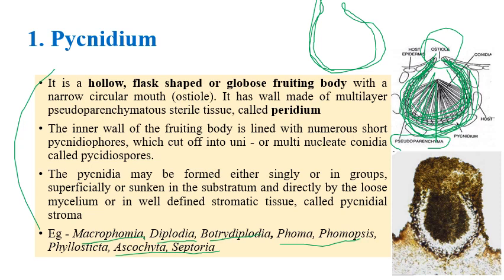On the right side, we can see the microscopic structure. We can see the outer membrane is multilayered, right? It is actually pseudoparenchyma. Inside, there are conidiophores, where the pycnidiospores are produced. The small things are pycnidiospores. Okay, so this is about the pycnidium.